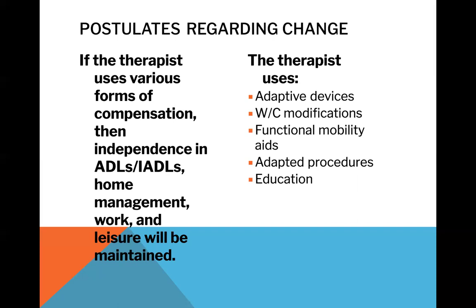So some postulates regarding change. If a therapist uses various forms of compensation, then independence in ADLs and IADLs, home management, work, and leisure will be maintained. So you want to use as many different types of compensation as possible. Something may work better for one versus the other, and vice versa. So the therapist can use adaptive devices, wheelchair modifications, functional mobility aids, adaptive procedures, education, etc. You can keep using different ones and different techniques. Honestly, the more diverse the techniques, the better off the patient will be, and the better off you will be as a treating therapist. So you won't get bored teaching the same adaptive equipment over and over again, type of thing.